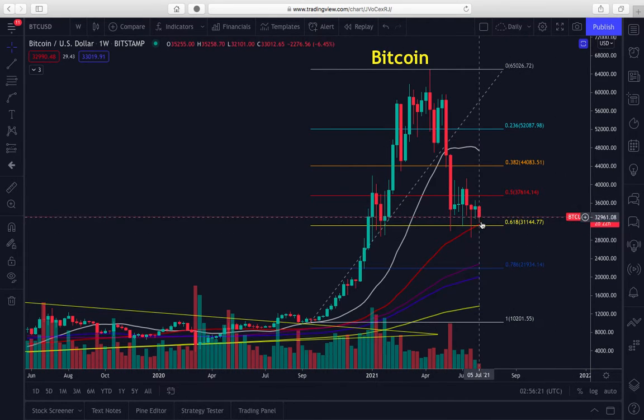So it looks like right now you're getting a ton of support here. So this is where I like to enter. You're basically entering at almost a discount from where it was trading up here.